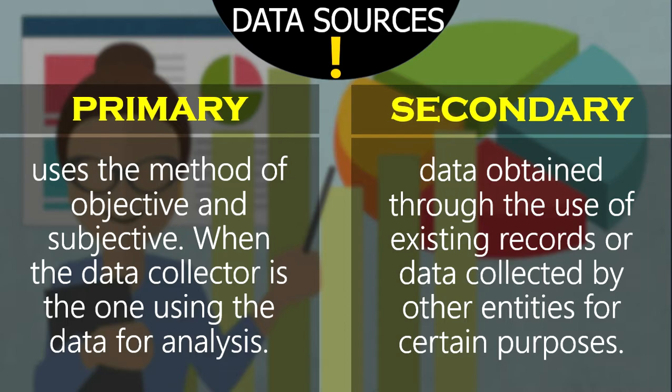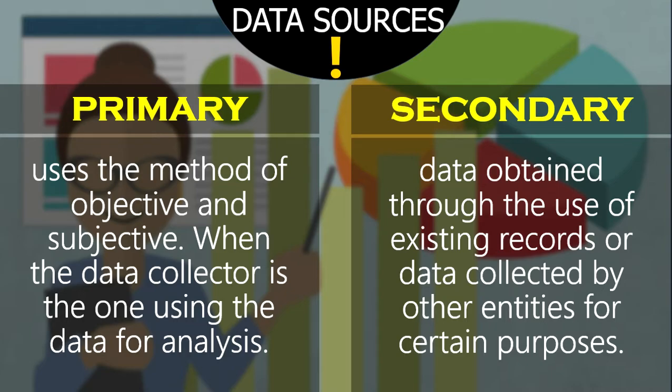Okay, so for the data sources, we can classify into two, primary and secondary. So primary uses the method of objective and subjective, when the data collector is the one using the data for analysis. So primary data, most research involves collection of data. There are several methods for direct primary data collection, including the surveys, questionnaires, direct observations, and focus groups.